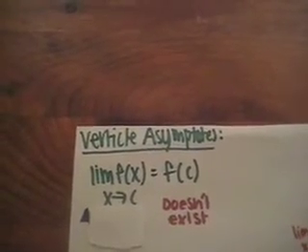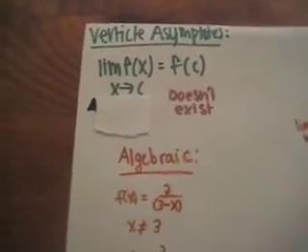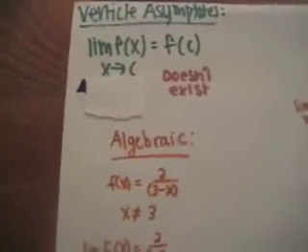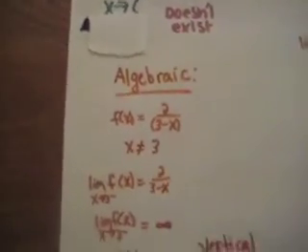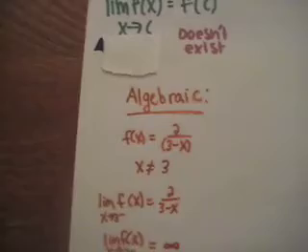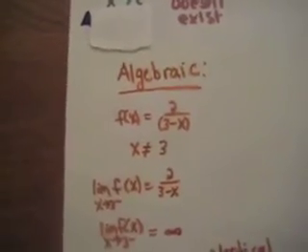Vertical asymptotes. Algebraic. We have the function f of x equals 2 over 3 minus x. When we plug in 3 for x, the denominator equals 0, so it does not exist.